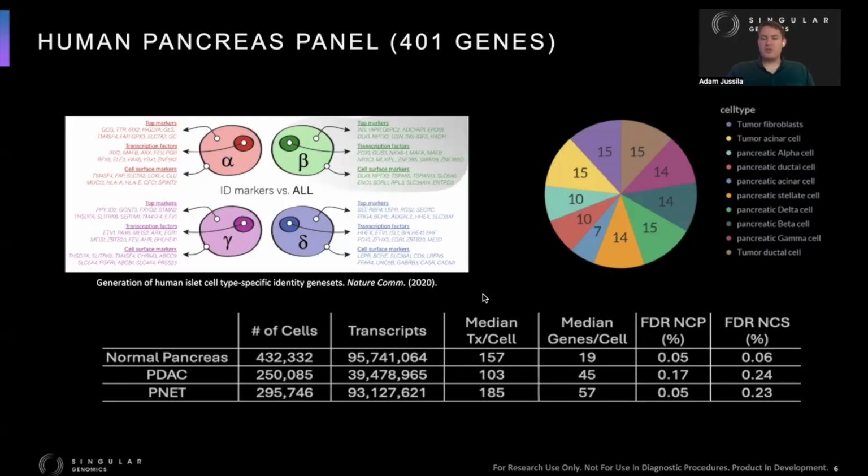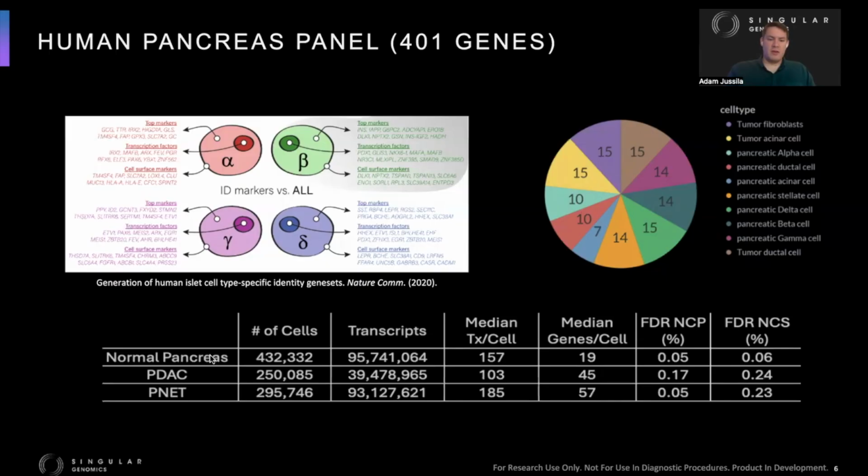We use literature curation to identify key cell types and key genes associated with those cell types across both normal pancreas and multiple cancer types. We have numerous marker genes for each cell type, ensuring a robust detection of each of these unique cell types within your tissue. Shown on the bottom here is a core statistics table covering three different samples that we ran on our home systems using this panel.